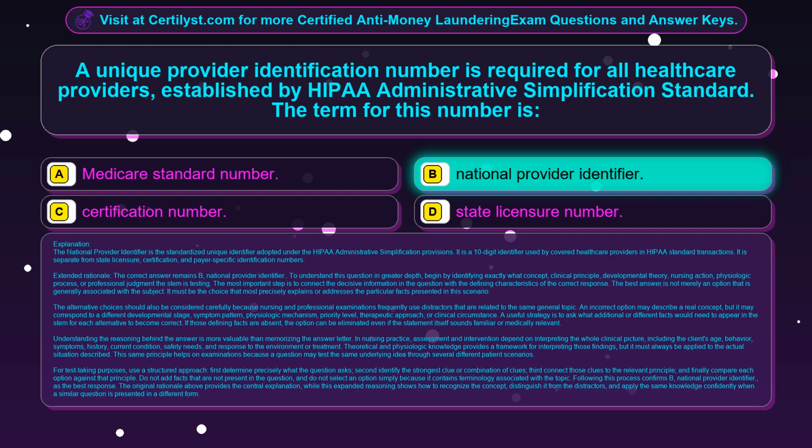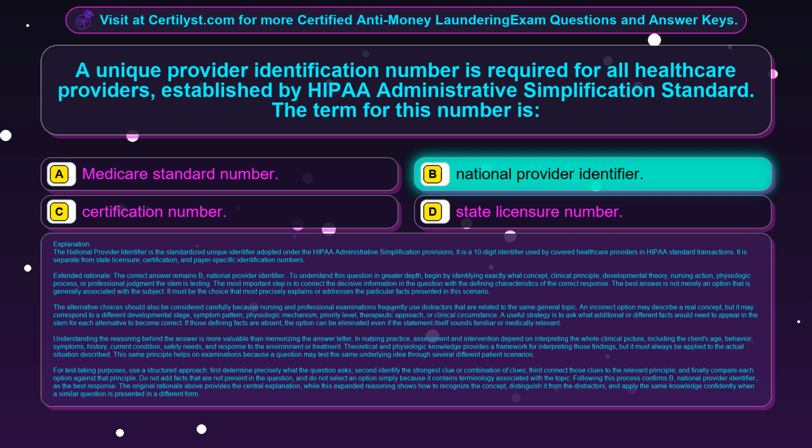For test-taking purposes, use a structured approach. First, determine precisely what the question asks. Second, identify the strongest clue or combination of clues. Third, connect those clues to the relevant principle, and finally compare each option against that principle. Do not add facts that are not present in the question, and do not select an option simply because it contains terminology associated with the topic.